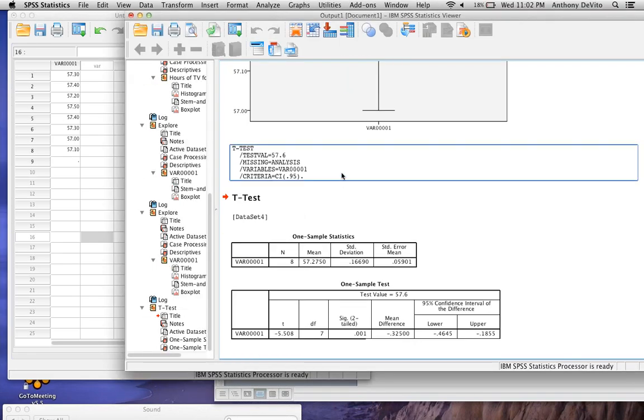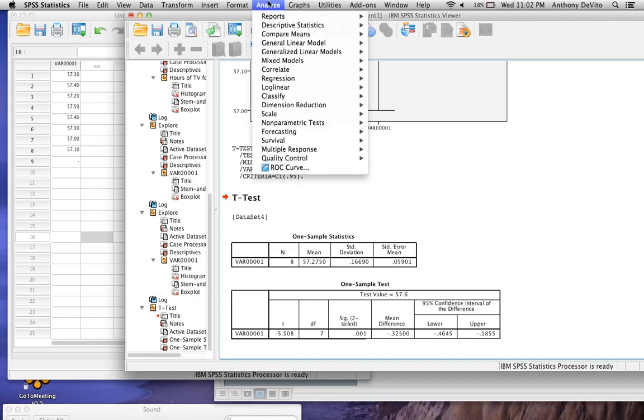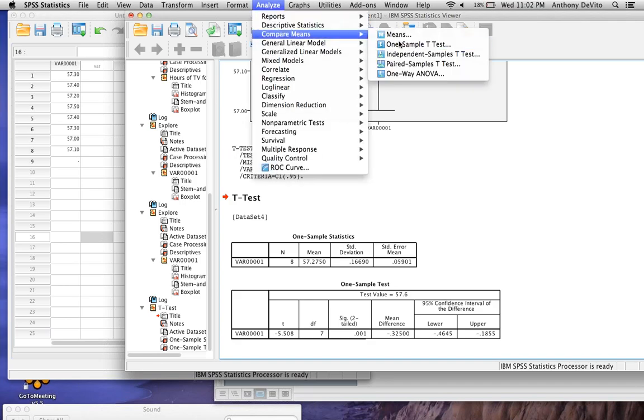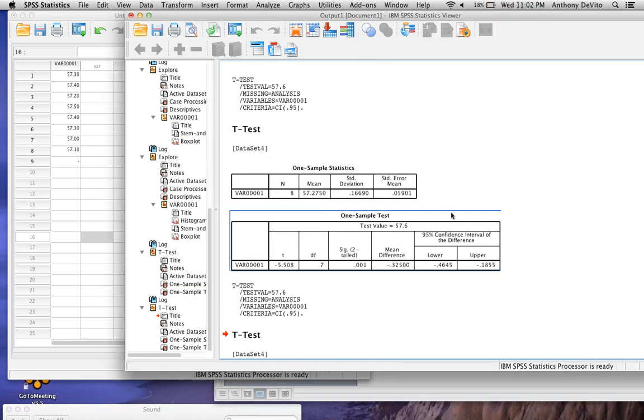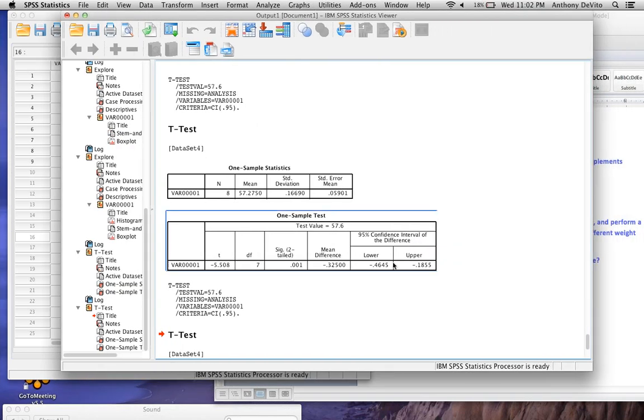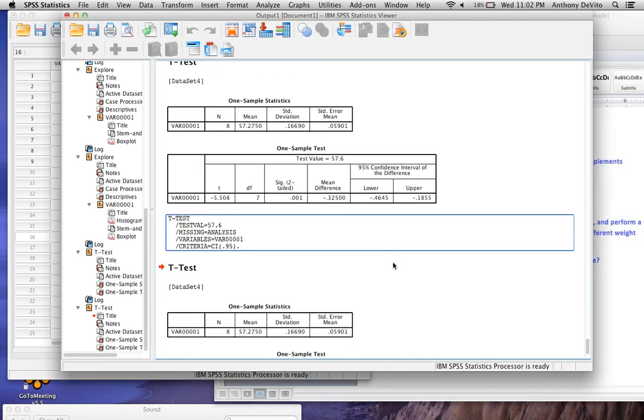SPSS does its normal stuff. It comes up with the output. I'm going to scroll up a little bit, without moving things around the screen too much. So let's take a look at what this screen tells us.